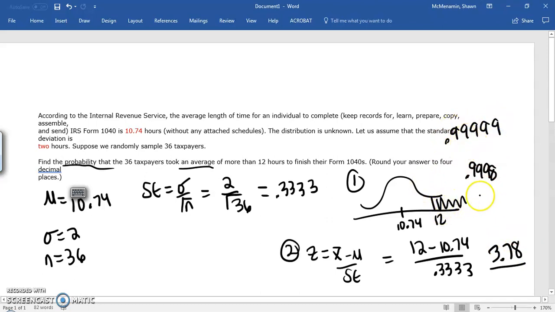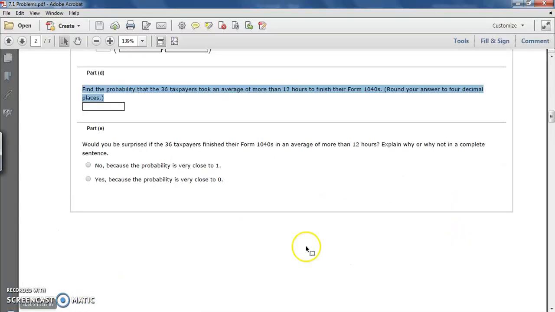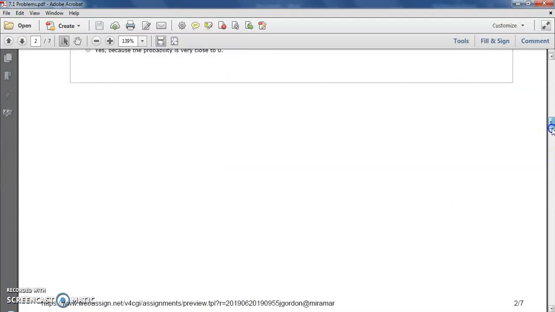But that does not look like 99%, and that's because the area goes to the left on the chart. So you have to do 1 minus 0.999, which gets you something very close to 0. And so you would be very surprised if it took the taxpayers 12 hours or more. And then, actually, that's the end of the question.